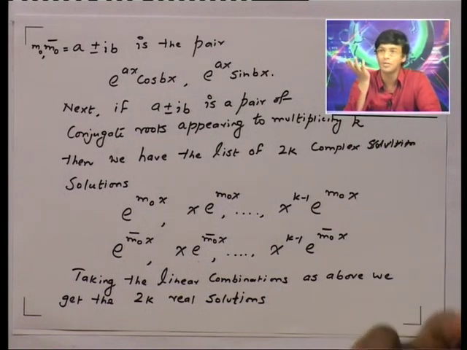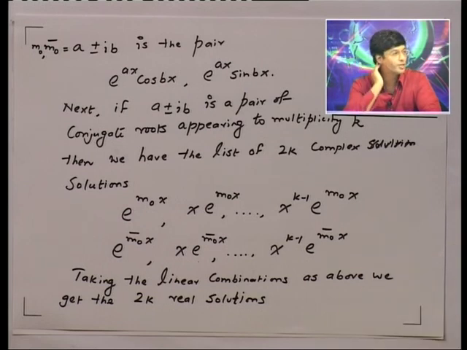Now what happens if the complex roots a plus minus ib are roots of multiplicity k? If a plus ib is a root of multiplicity k, then a minus ib also must have multiplicity k. Then we have solutions e to the power m naught x, x e to the power m naught x, etc., x to the power k minus 1 e to the power m naught x. That is one list for m naught, and the list for m naught bar, the next row: e to the power m naught bar x, x e to the power m naught bar x, etc., x to the power k minus 1 e to the power m naught bar x. Then again by taking linear combinations as before, we get 2k real solutions, correct?